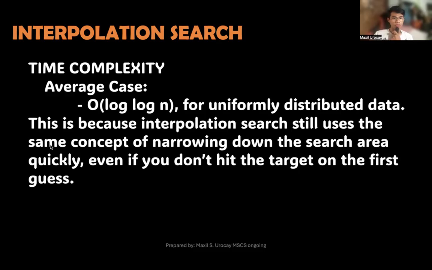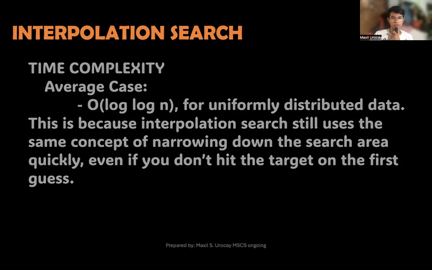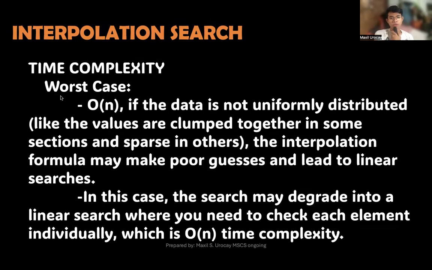Now, the worst case time complexity of interpolation search is linear time. If the data is not uniformly distributed, like the values are clumped together in some sections and sparse in others, the interpolation formula may make poor guesses and lead to linear searches. The search may degrade into a linear search where you need to check each element individually, which is a linear time complexity. The worst case happens when the data is skewed, and the interpolation formula doesn't help you get closer to the desired value.